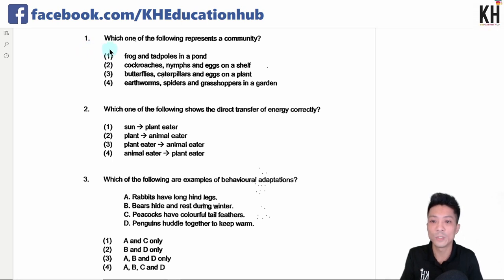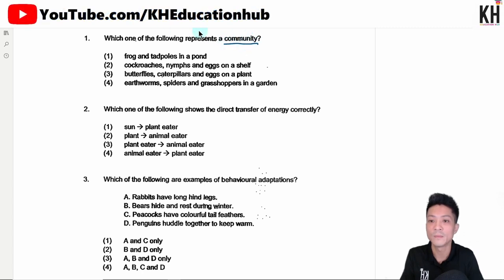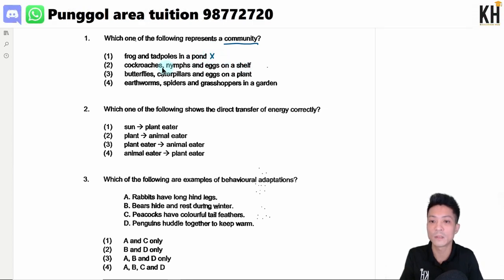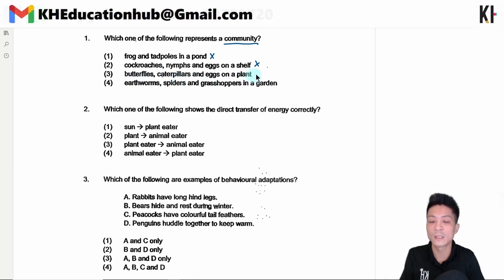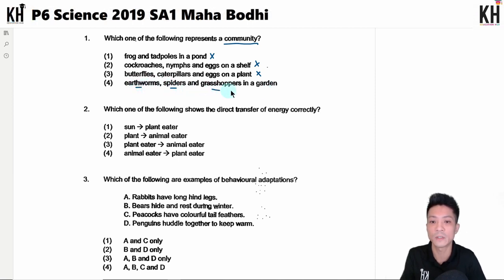Okay, question 1. Which of the following represents a community? A frog and tadpoles in a pond. There are no other organisms. Cockroaches, nymphs, and eggs on a shelf. Also, no other organisms. Butterflies, caterpillars, and eggs on a plant. Probably not. Earthworms, spiders, and grasshoppers in a garden. Yep, there are like three different types of organisms and a habitat. So the answer for question 1 will be number 4.